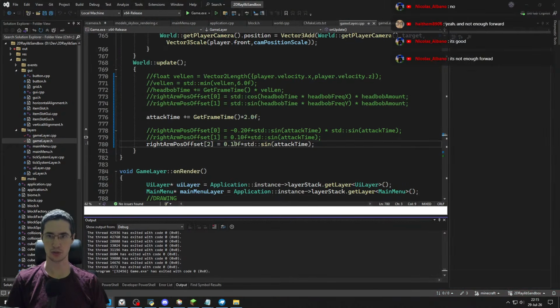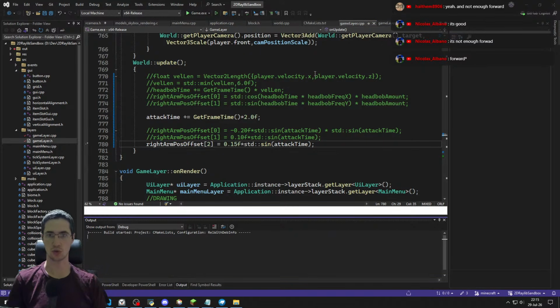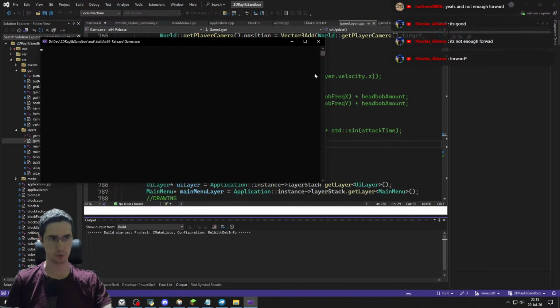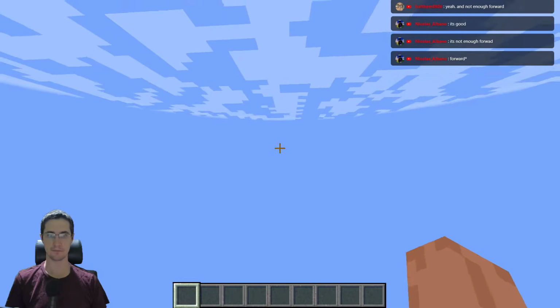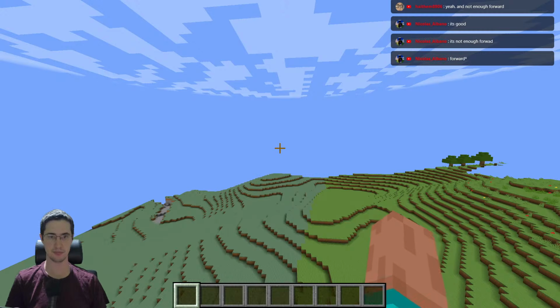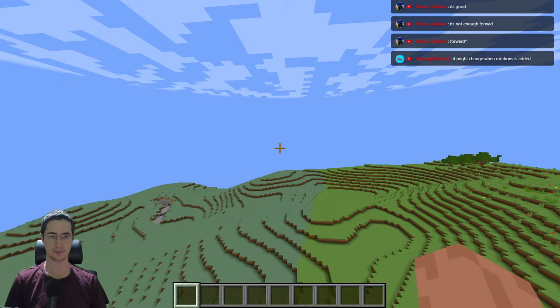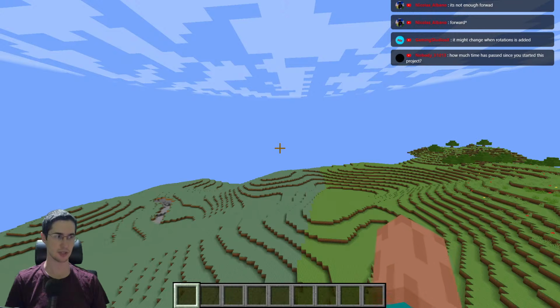Not enough forward. We can increase it. We can increase it to go, but if it goes more forward, it will go more backward as well. So maybe it's an issue. Yeah, okay. How much time?